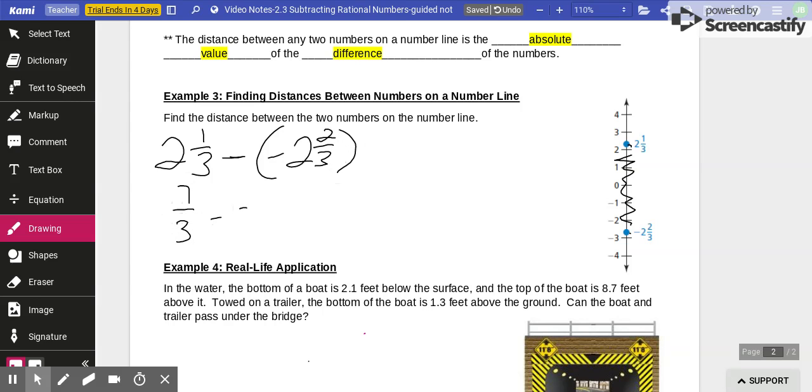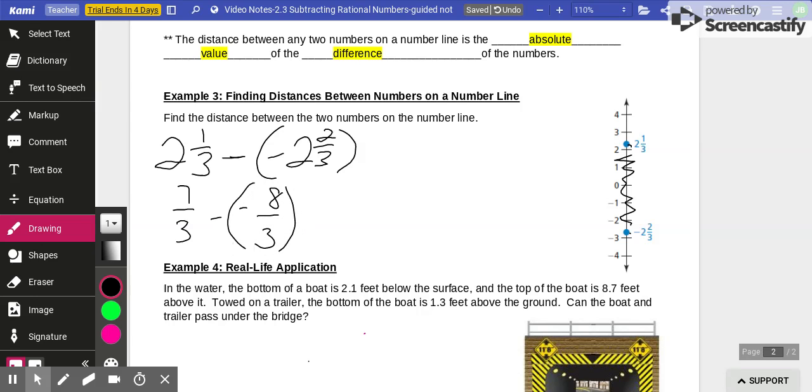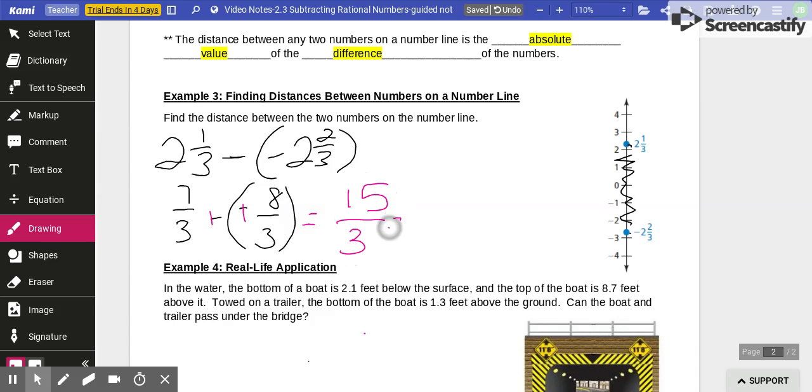minus a negative 8/3. Okay, and just like before, we're going to use our keep, change, change. So we keep our first sign the same, we change, and we change. So the difference between these two numbers is 15/3, or 5, and we're taking the absolute value of that. So we're going to have 5 as our value. Okay, the distance between 2/3 and negative 2 2/3.